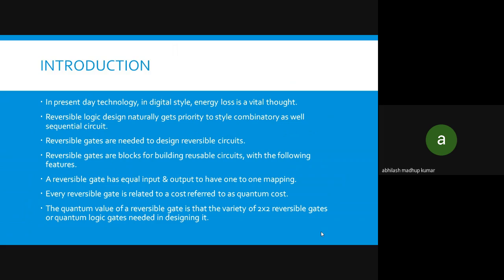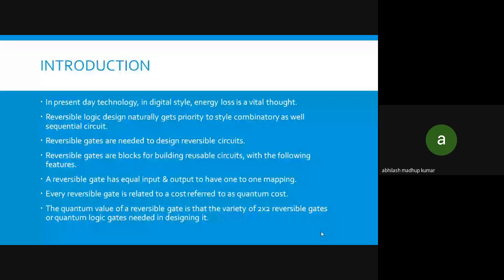In reversible logic gates, the number of inputs is equal to the number of outputs. A theoretical concept about reversible logic gates is that the energy dissipated is in the order of kT ln 2 joules. That is the loss per bit of data.